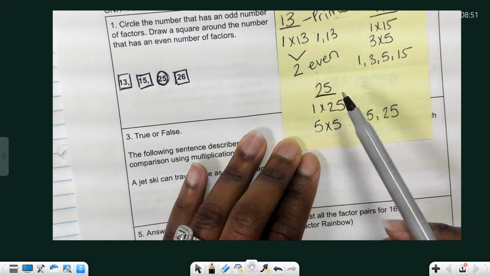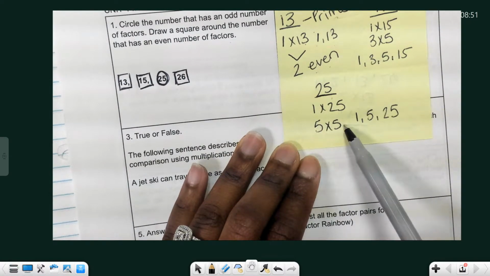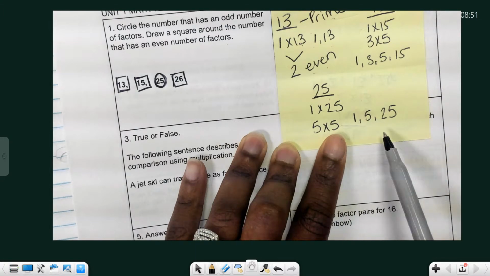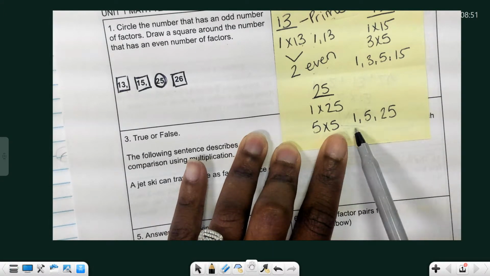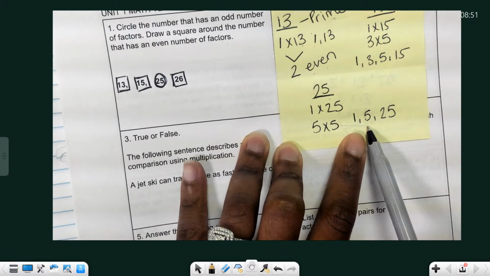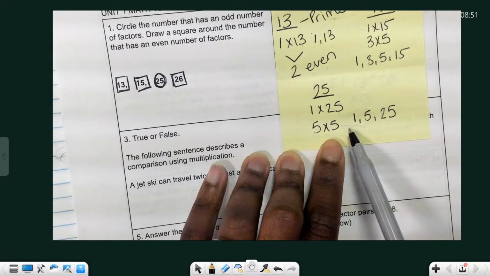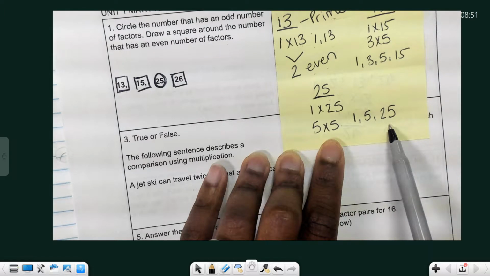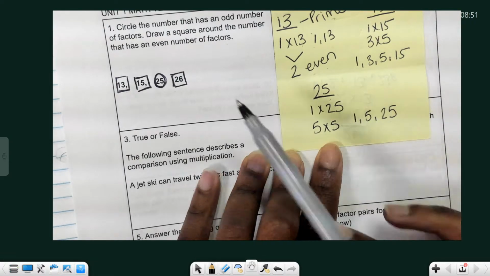We looked at 25. You have 1 times 25 and 5 times 5. Well, when we listed it in order from least to greatest, you have 1, 5, 25. Jamaria said that 5 is just 5, so we do not have to list it twice. So it only has how many factors for 25? 3. And so with 3, it has an odd number of factors.